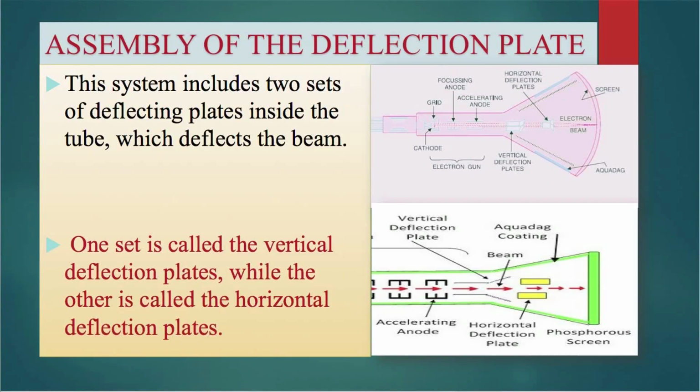Now let us talk about the assembly of the deflection plates. This system includes two sets of deflecting plates inside the tube which deflect the electron beam. One set is called the vertical deflection plates, while the other is called the horizontal deflection plates. Here in this diagram you can see both vertical and horizontal deflection plates, and the electron beam is allowed to pass through these deflection plates.